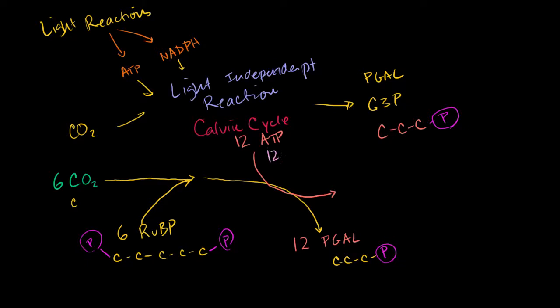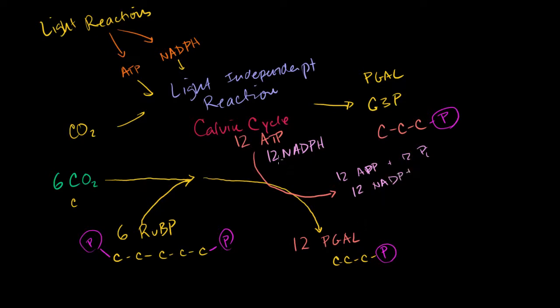And 12 NADPHs, I should say. It's very similar to NADH, but I don't want to get you confused with what goes on in respiration. And then these leave as 12 ADPs plus 12 phosphate groups. And then you're going to have plus 12 NADP pluses.